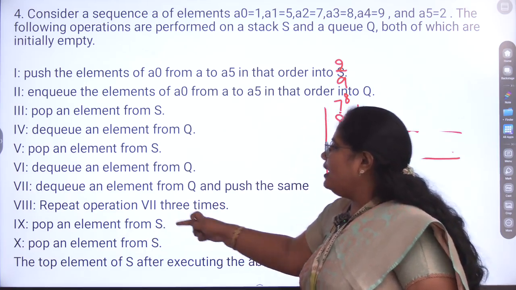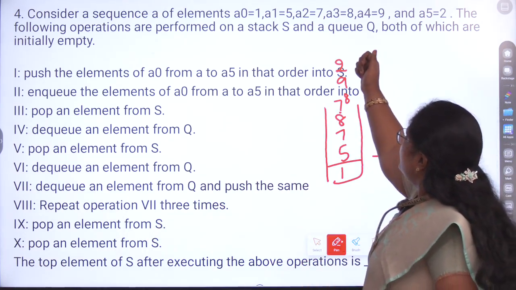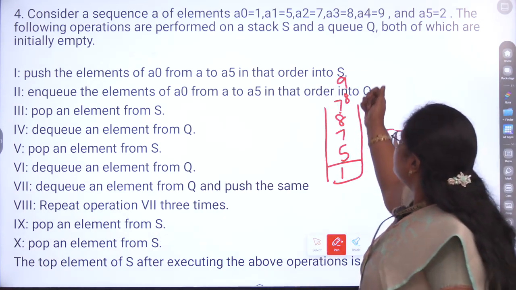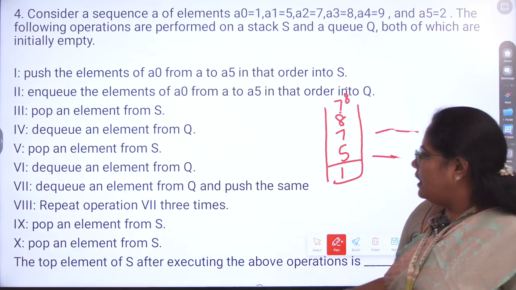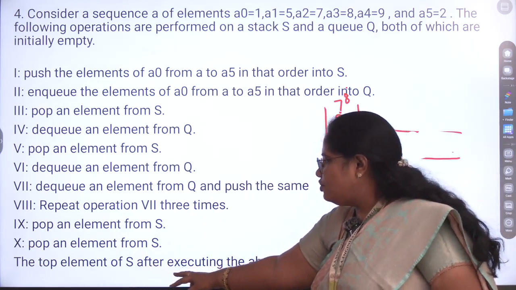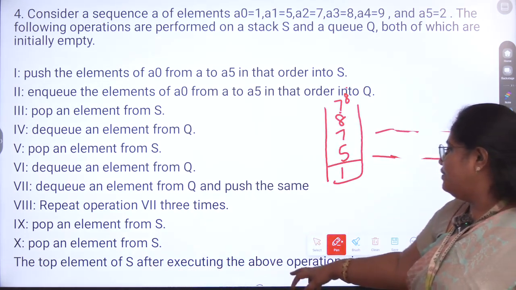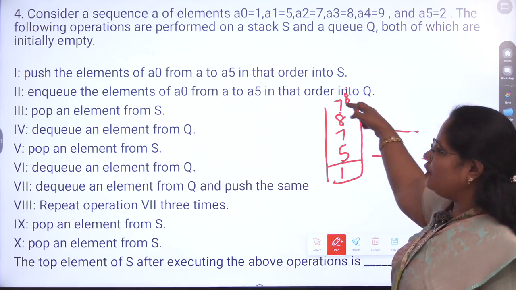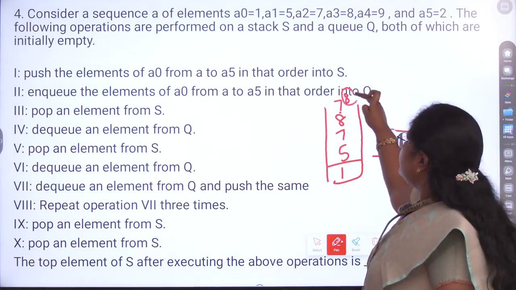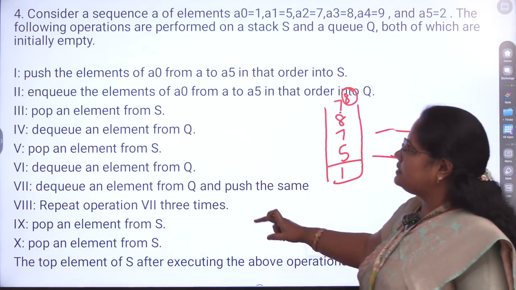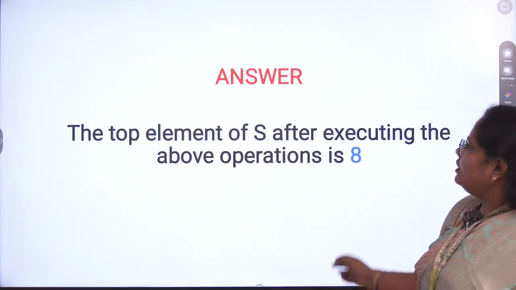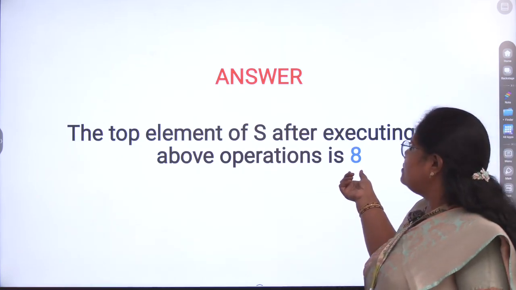Next operation is pop an element from S. 2 will be popped. And again pop an element from S, 9 will be popped. Now all the operations have been done. We have to return the top element of S after executing the above operations. After executing all the above 10 operations, the top of the stack is 8. This is the answer for this problem. So the top element after executing these operations is 8.